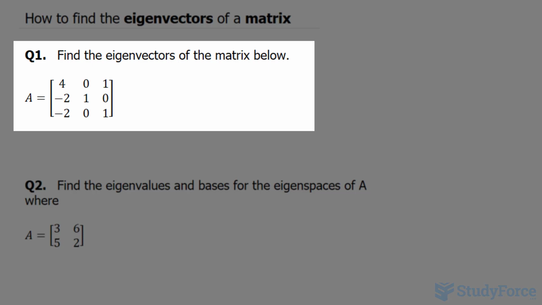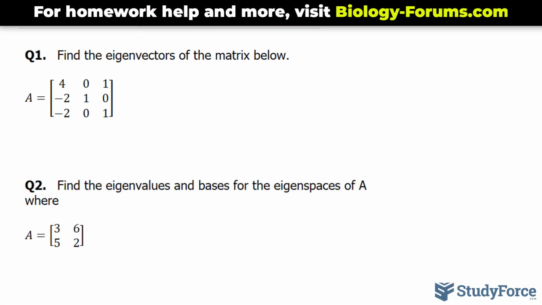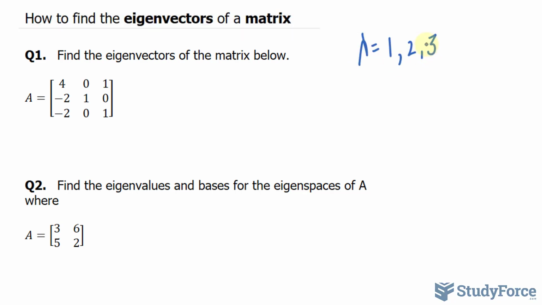eigenvalues. So I'll be borrowing some information that we found in that previous video, where the eigenvalues were equal to 1, 2, and 3. Now I'm referencing that video, so if you haven't watched it, make sure that you watch it before you do this one, because you can't find the eigenvectors without finding these 3 values that are specific for this matrix.